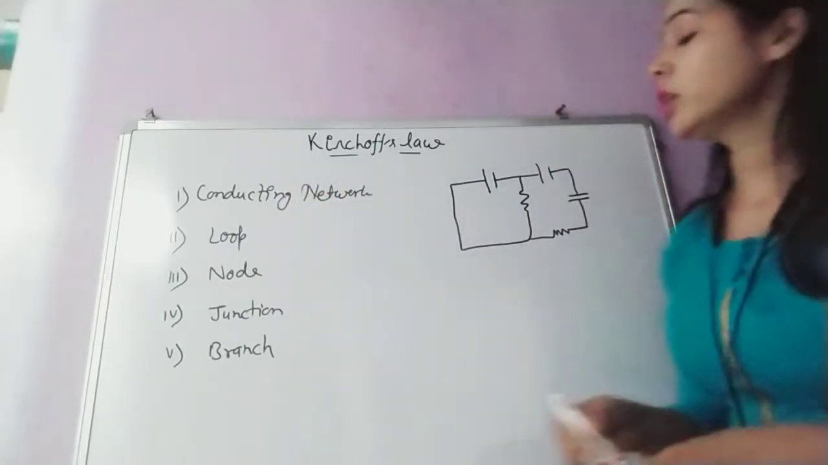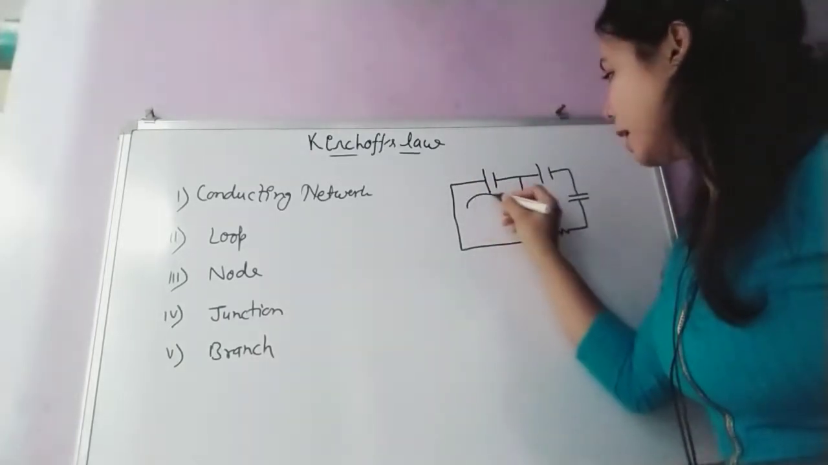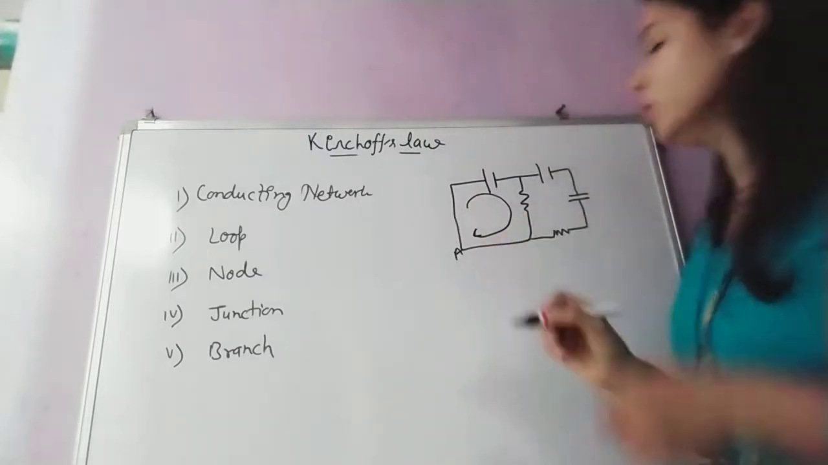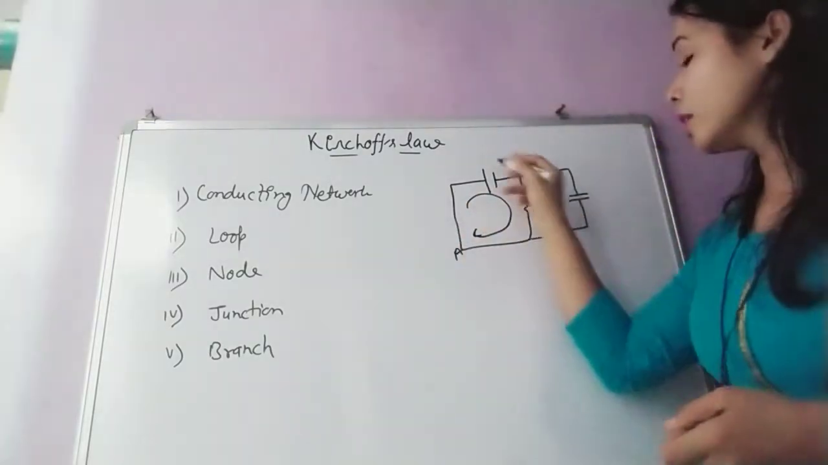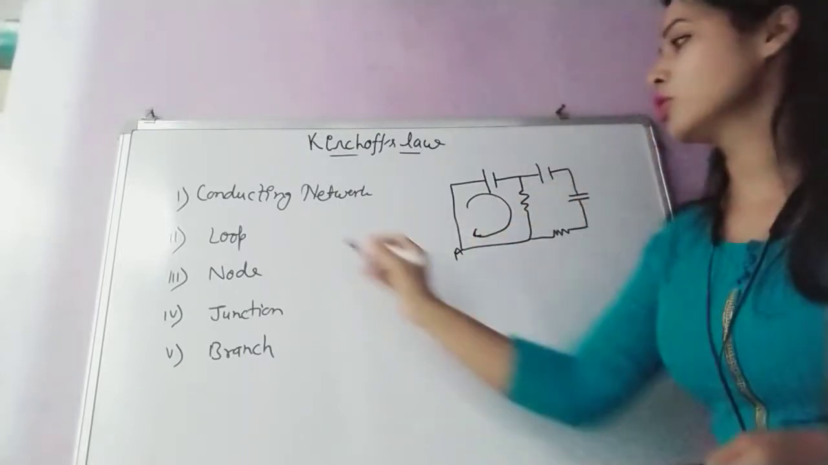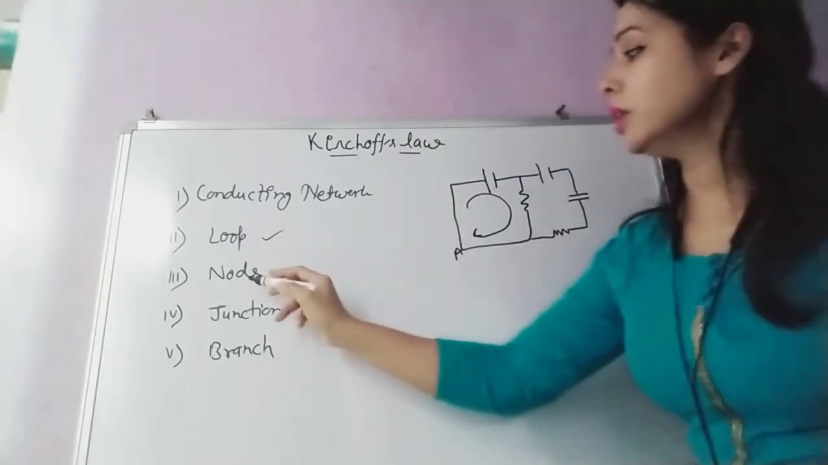Okay, then what is a loop? Loop means any closed path, like this closed path. You have started from this point A and again came back to this point A. So any closed conducting path is known as a loop. Understood? Now the third term is node.